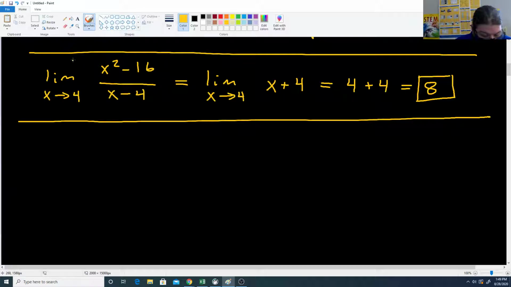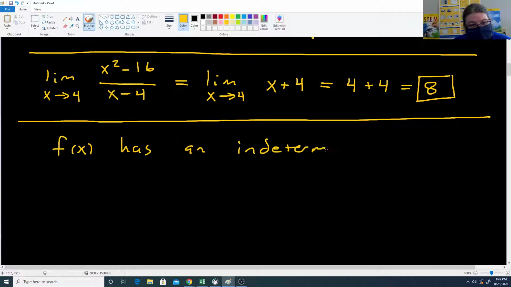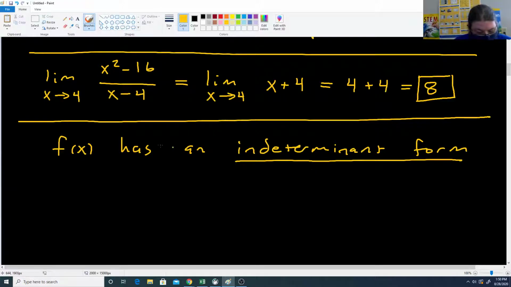When we go through and do these, for this trick to work, we need to verify that f of x has an indeterminate form. So f of x needs to have an indeterminate form at x equals c for this to work, I guess we could say.